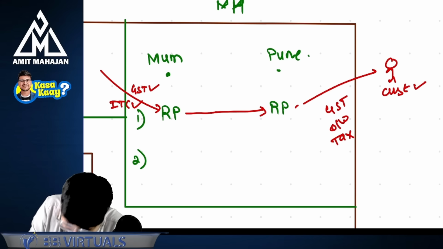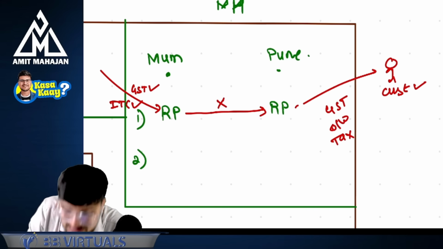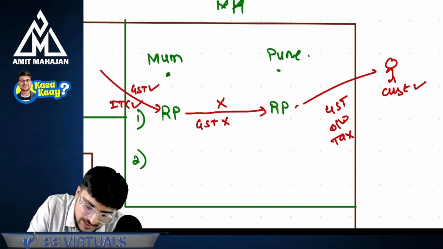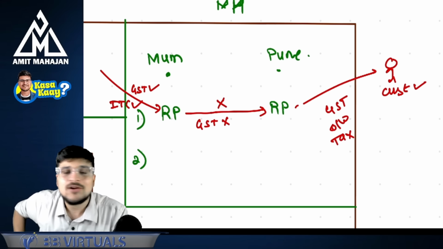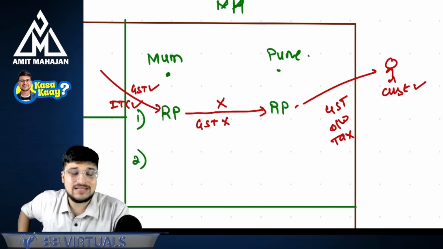Yes. If there is no consideration and if there is no GST, then in that case, assume that there is no GST in this particular transaction. Now, Pune office is selling it further. Now, for Pune office, there is an outward supply and outward tax. Yes, for Pune office, there is an outward tax. Please tell me one thing. Does Pune office have any ITC? Does Pune office have any ITC? No. Pune office does not have any ITC.